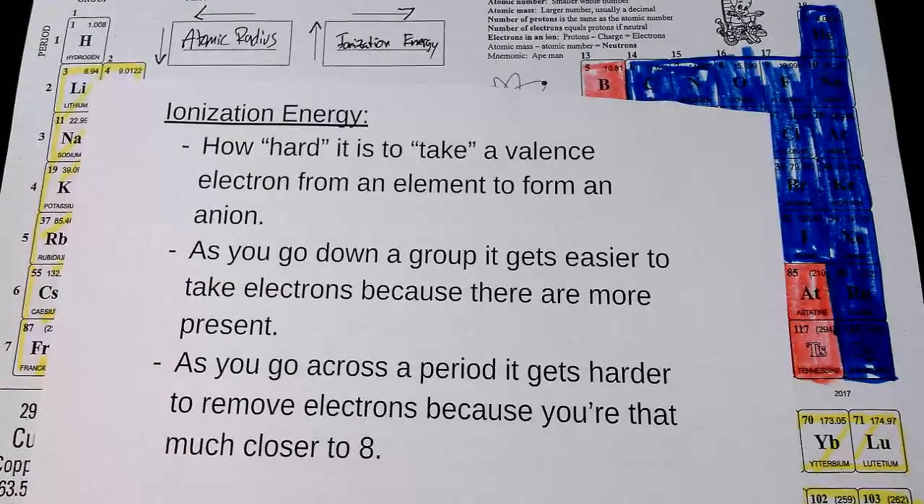So here's ionization energy. How hard it is to take a valence electron from an element to form an anion. As you go down a group, it gets easier to take electrons, so ionization energy decreases as you go down a group because there are more electrons there, so they're more willing to give one up. And as you go across a period from left to right, it increases because you're getting that much closer to the magic number of 8 in chemistry. 8 electrons is great. We want 8 electrons.